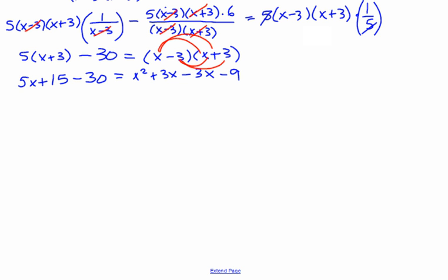Okay, 15 minus 30. We're almost done, guys, for today's lesson. 15 minus 30, we can simplify that to what? Minus 15. Then the 3x and negative 3x, what happens here? They cancel. So just minus 9.